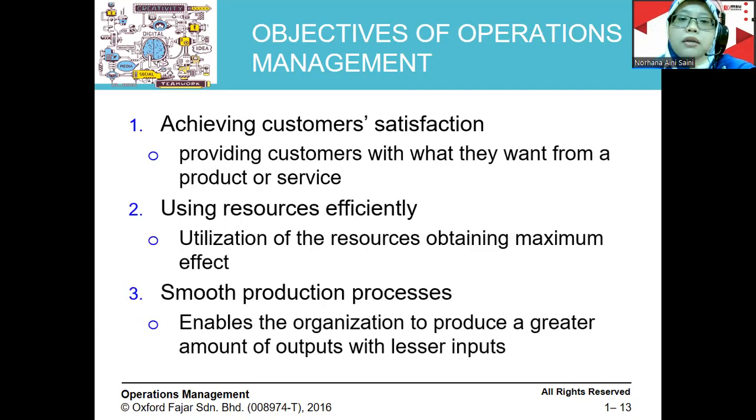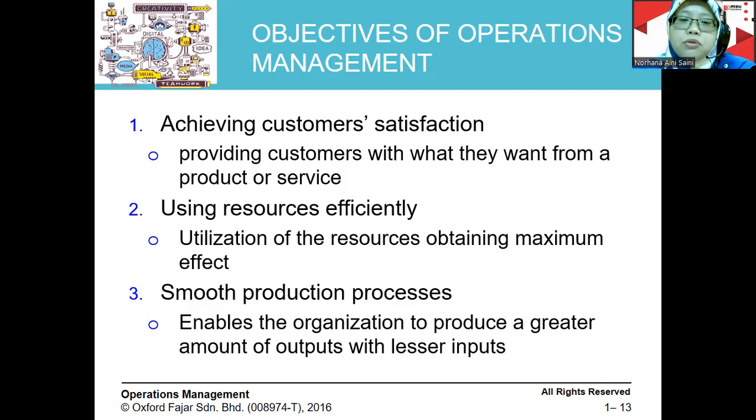So number one, you need to achieve customer satisfaction by providing the customers with what they want from a product or service. One of the elements is feedback. When we want to produce a new good or new service, why do we produce it? Because it is based on customer demand and customer satisfaction. Whatever the customers want, we need to fulfill, their wants and demands, so that they will be satisfied. That is the main purpose of why we need operations management.